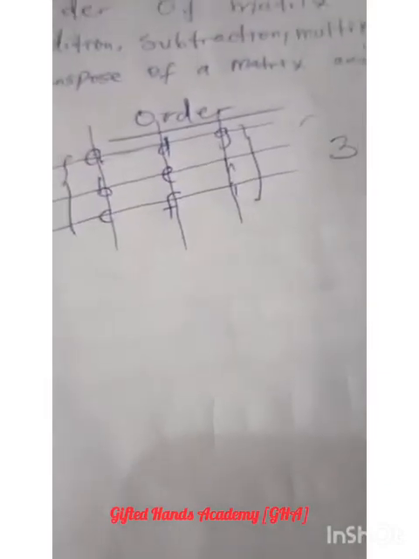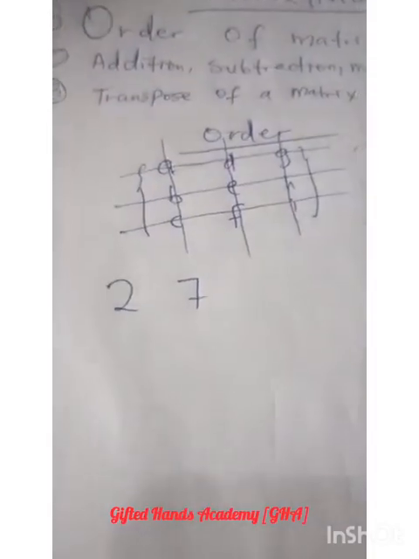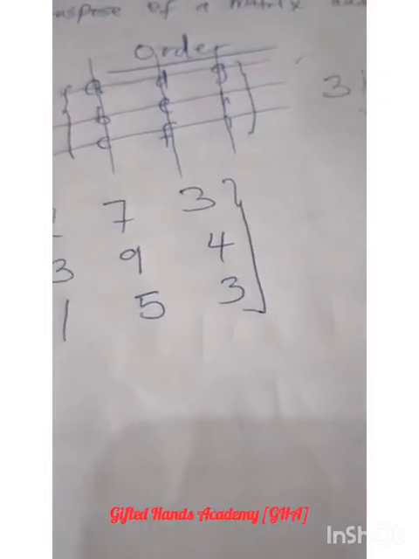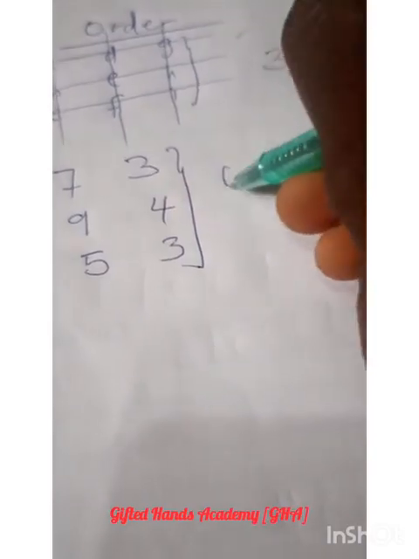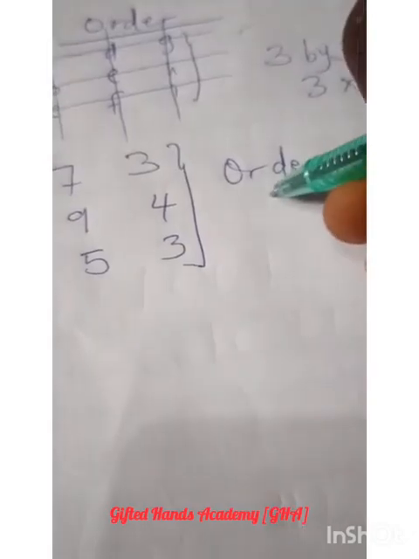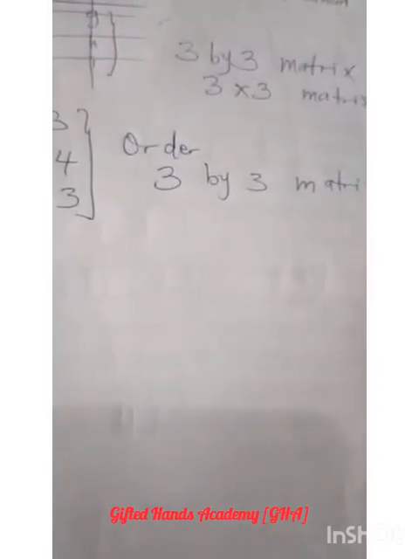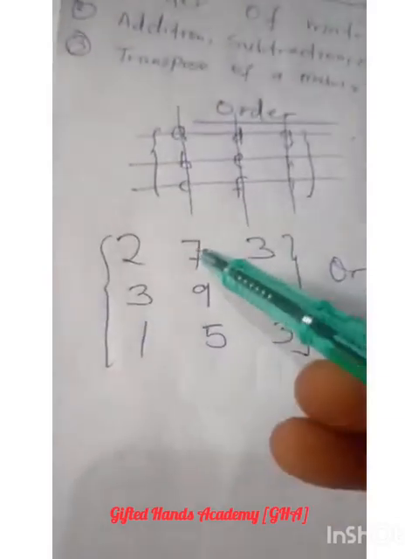So let's take some examples. I have 2, 7, 3. I have 3, 9, 4. And I have 1, 5, 3. All these are matrices. Then I say give the order of the matrix. So the order of this matrix is a 3 by 3 matrix. And how do I get that? This is row 1, row 2, row 3. Do we get it? So that's the first 3 here.